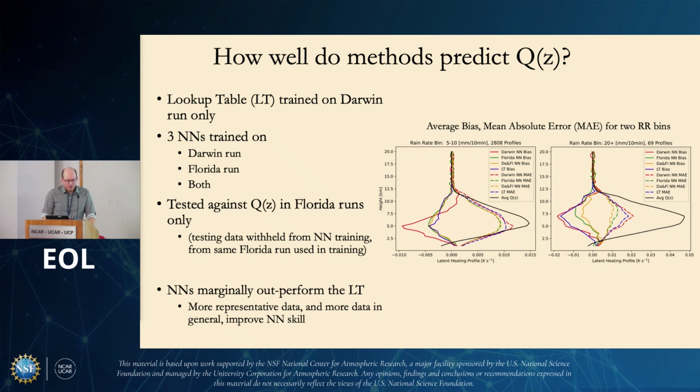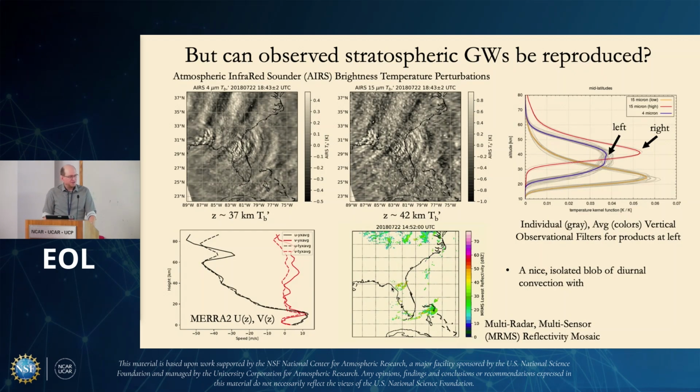So the takeaway from this is neural networks have similar skill to the lookup table method, but they do allow you to use more readily other types of data, and the more representative the training data, the better, and the more data in general, the better. So we can predict these diabatic heatings, but can we put that into the model, and will we get something similar to what we see in observations?